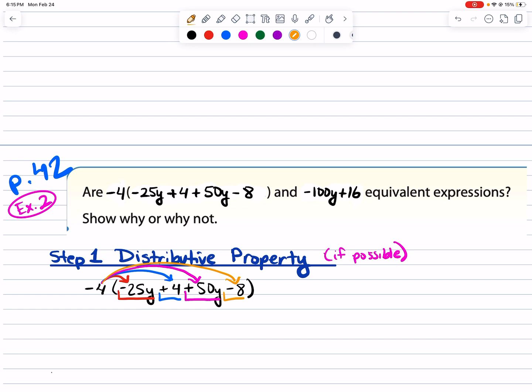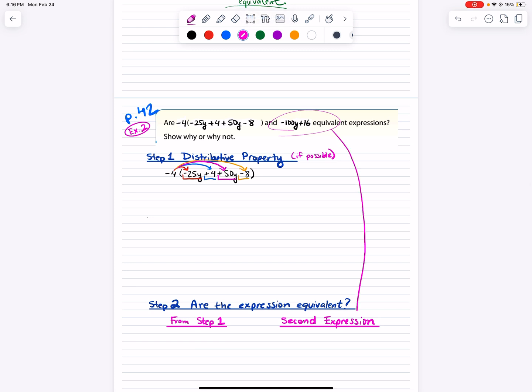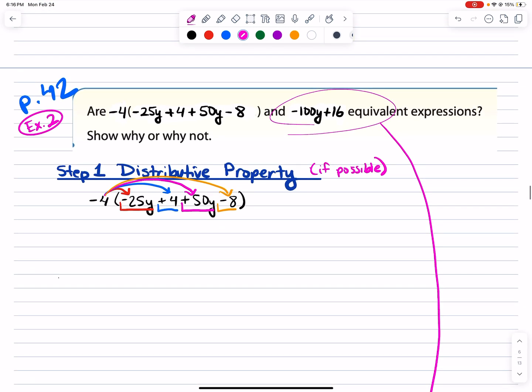There you go. Now, because I saw these parentheses with a number in front, I am doing distributive property. If it had no parentheses and I could combine like terms, then I would combine like terms. But this one, nothing. And I'll put that at the bottom too. Are they equivalent expressions? Let's see. I'll put that at the bottom because we're going to compare in a bit.